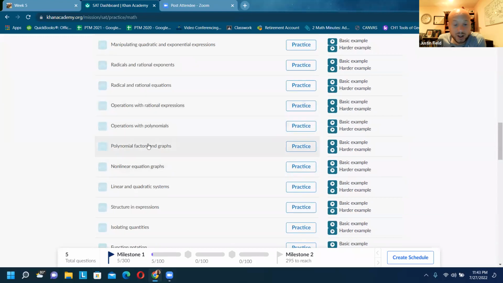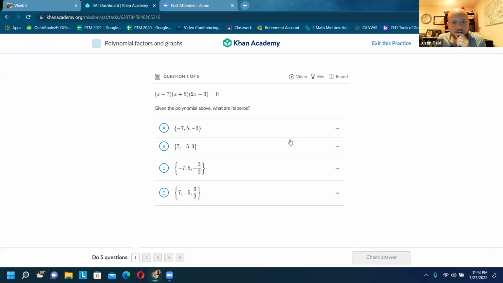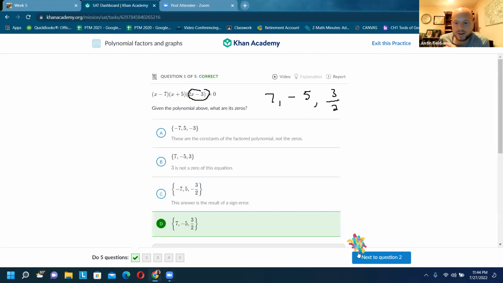Now let's do polynomials, factors, and graphs. Okay, so we have this polynomial in factored form, and so you know that the zeros are the opposite of the factors, right? So we know that we have +7, -5, and even this one's not too bad. We know that it's going to be +3. Just make sure that you put it over the 2 because of that 2 coefficient. So +3/2, -5 and 7.